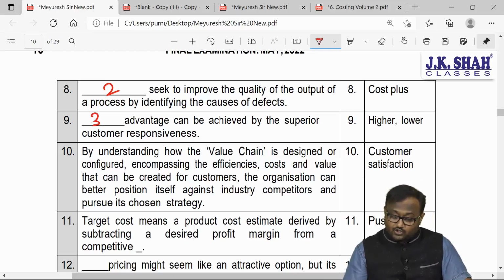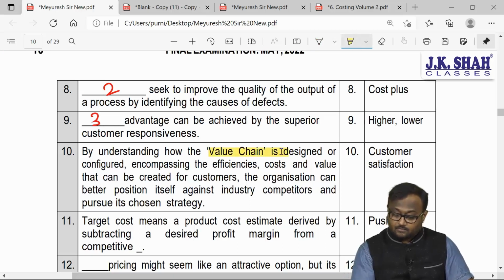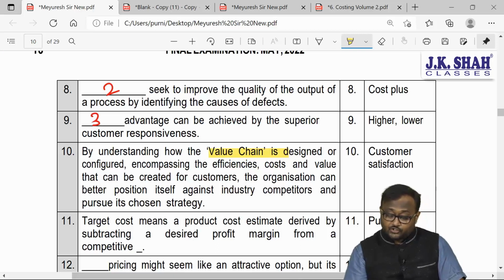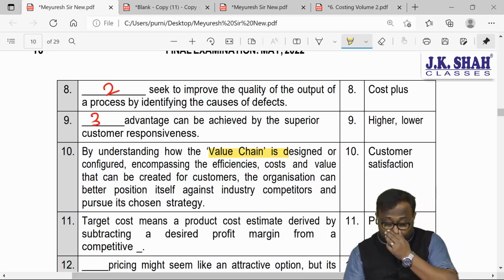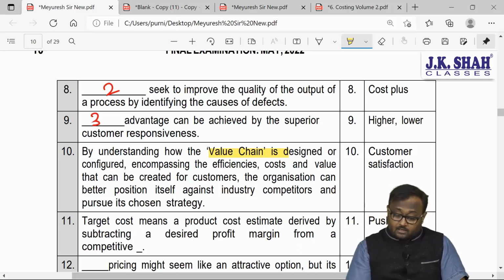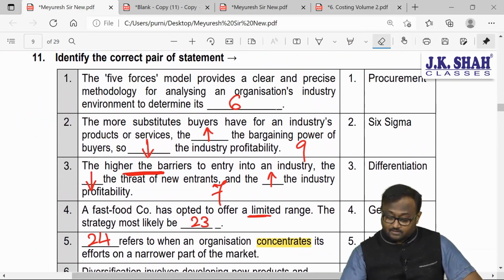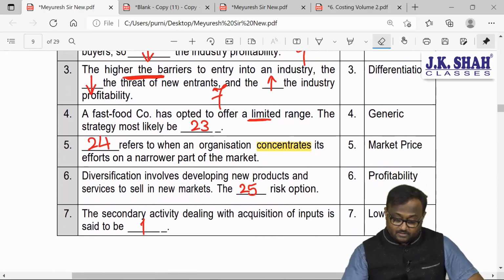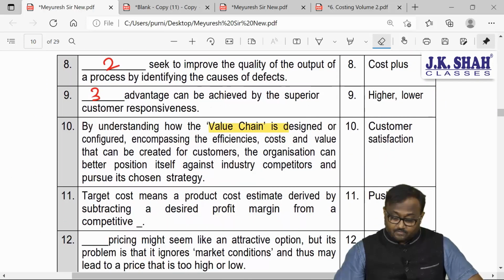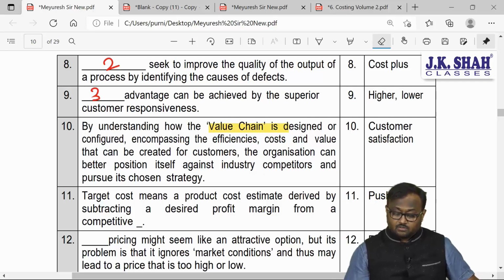By understanding how value chain, please remember this, how value chain is designed or configured, encompassing efficiencies, cost, value that can be created for customers, organization, and better position itself against the industry competitors and pursue the chosen strategy. I think you know the answer here. It is definitely the generic.